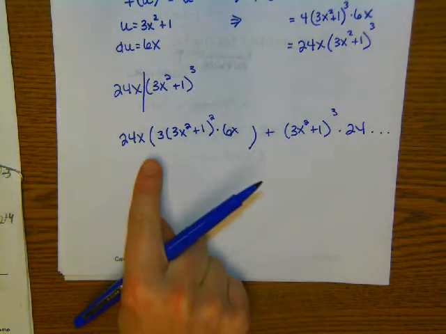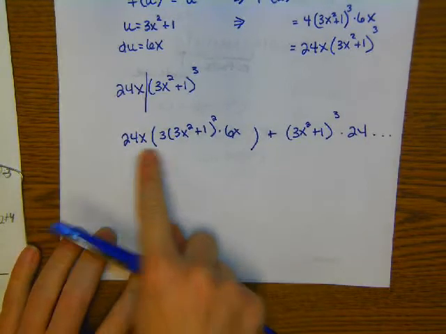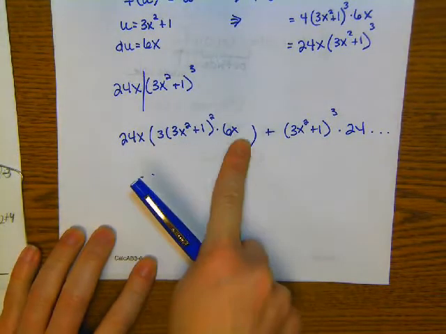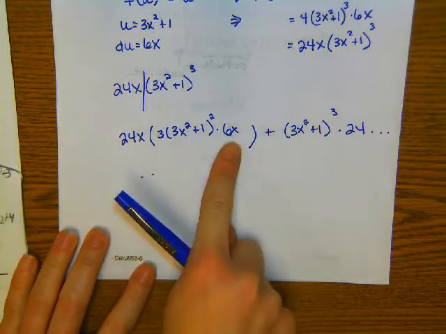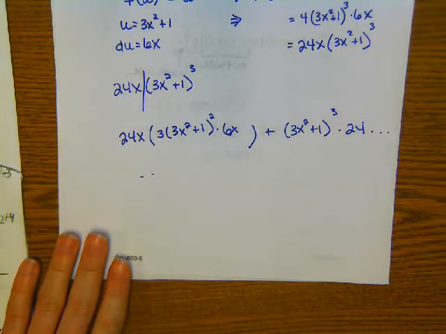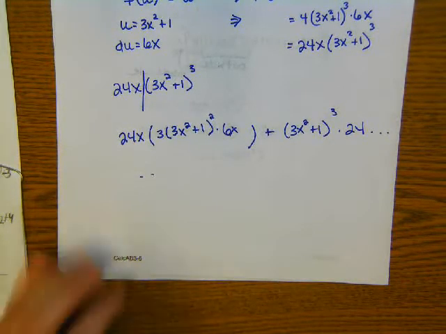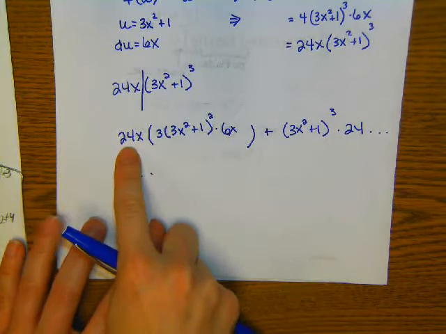Alright, so what could I do with this if I wanted to simplify it? Can we multiply this all out? It's all multiplication, so 6x times 3 times 24x, what is that? Can you guys do that for me? You can use your calculator if you want. 6x times 3 times 24x.